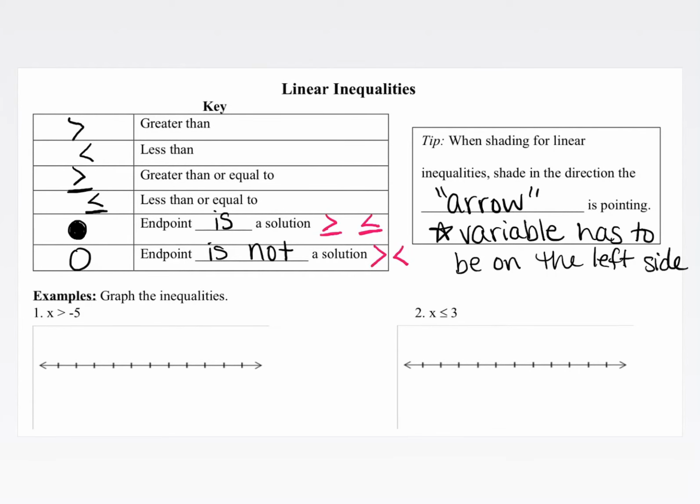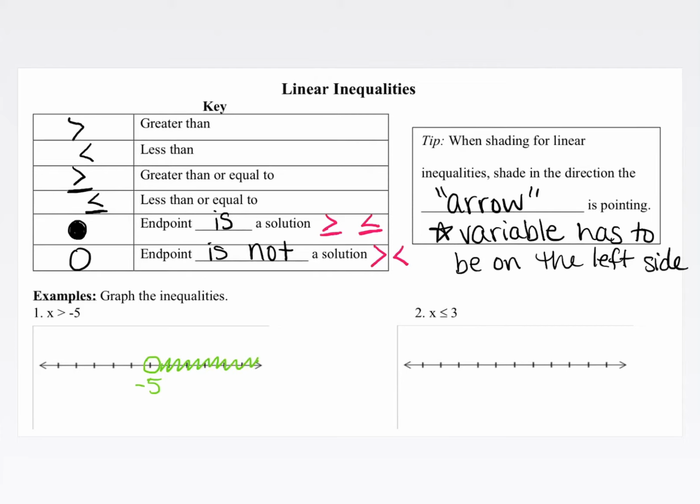Let's graph some examples. Our first example, we have x is greater than -5. So on your number line, feel free to mark -5. You do not have to have 0 in the center, but you do need to mark the value where you are starting. Since x is greater than -5, it is strictly greater than, so we're going to have an open circle and we're going to shade to the right.